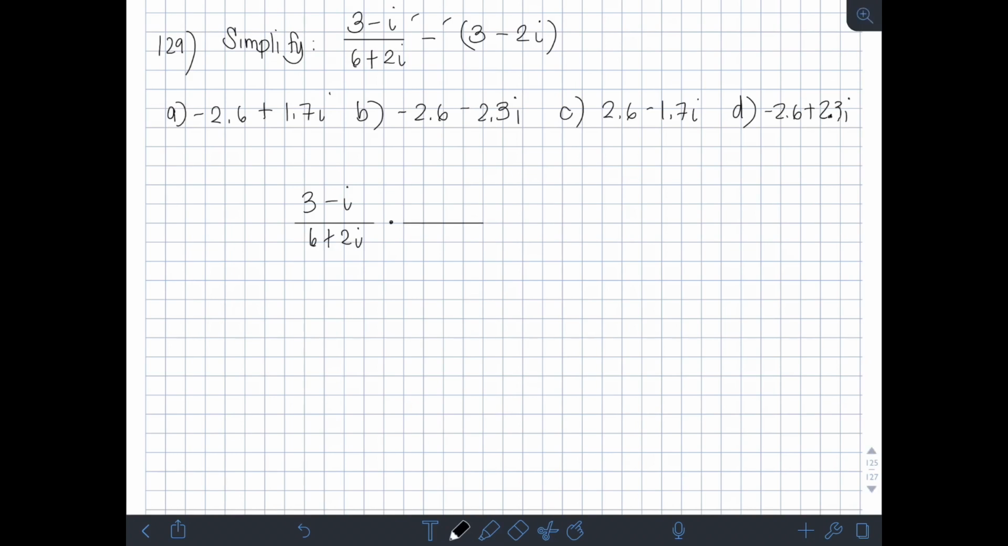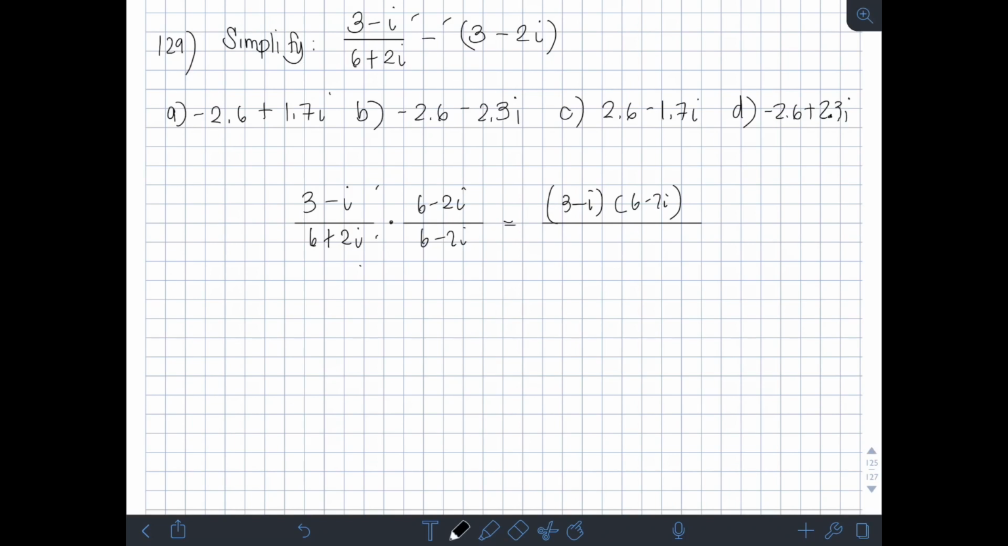I-multiply natin both numerator and denominator sa conjugate nung denominator. Ibig sabihin ng conjugate, kung ano man yung ating denominator, 6 plus 2i, right? Papalitan lang natin yung sign in between. So, kung plus, gagawin nating minus. So, magiging 6 minus 2i yung conjugate. So, multiply natin both numerator and denominator by 6 minus 2i. Okay? So, magiging sa numerator 3 minus i times 6 minus 2i, right?